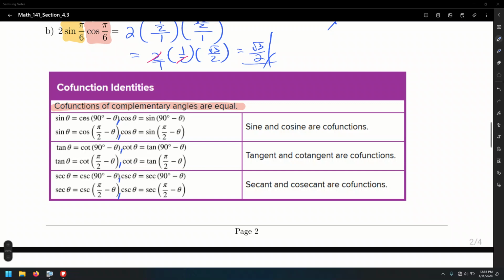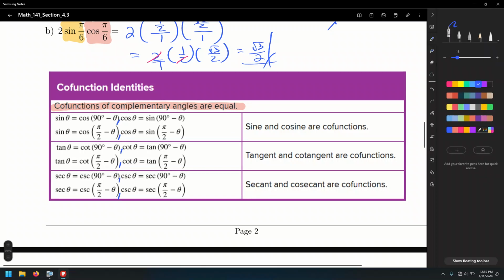Well, we're given the version in degrees and the version in radians. Tangent is complementary to cotangent of 90 degrees minus theta, and the same, cotangent is complementary to tangent of 90 degrees minus theta. It looks like a lot of formulas to write down or memorize, but there is one thing that you need to keep in mind. Check this out.